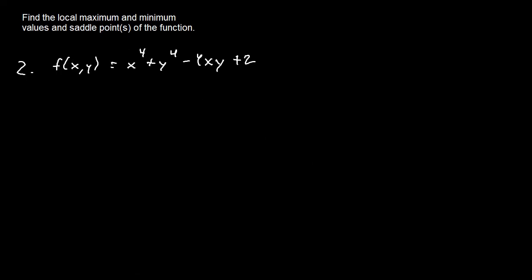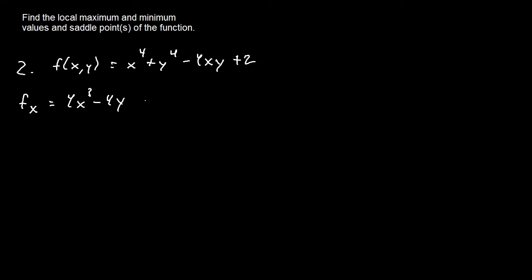So for number 2, we have f of xy equals x to the 4th plus y to the 4th minus 4xy plus 2. So first, let's go ahead and find those critical points. So we're going to take f sub x, or the partial derivative of the function with respect to x. Now if we treat x as the variable, the derivative is going to be 4x cubed. Derivative of y to the 4th is 0, and the derivative of negative 4xy is going to be negative 4y. Derivative of 2 is also 0.